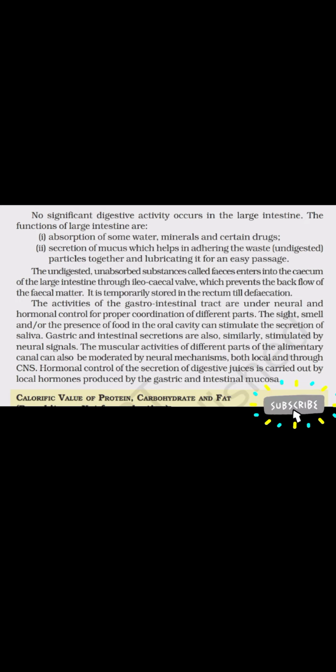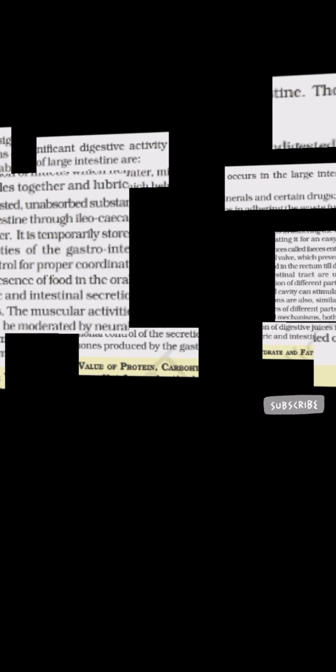The activities of the gastrointestinal tract are under neural and hormonal control for proper coordination of different parts. The sight, smell, and sometimes even the presence of food in the oral cavity can stimulate the secretion of saliva. Gastric and intestinal secretions are also similarly stimulated by neural signals. The muscular activities of different parts of the alimentary canal can also be moderated by neural mechanisms, both local and through the CNS. Hormonal control of the secretion of digestive juices is carried out by local hormones produced by the gastric and intestinal mucosa.